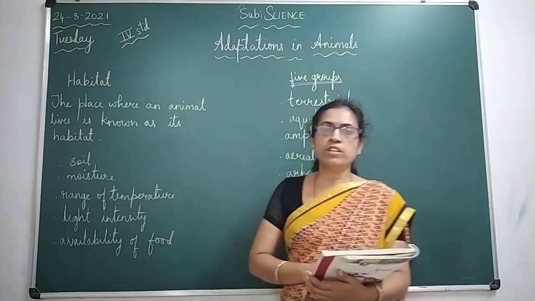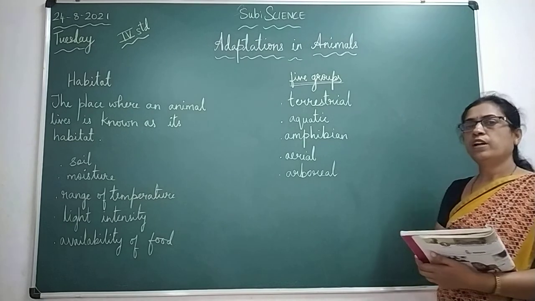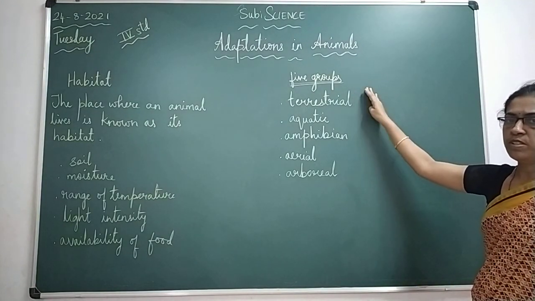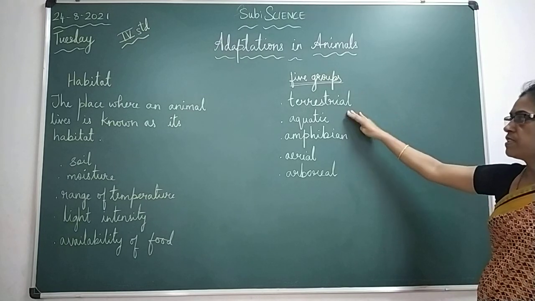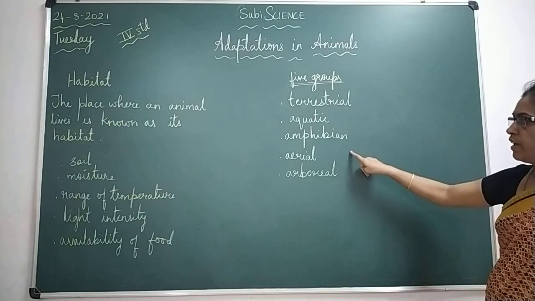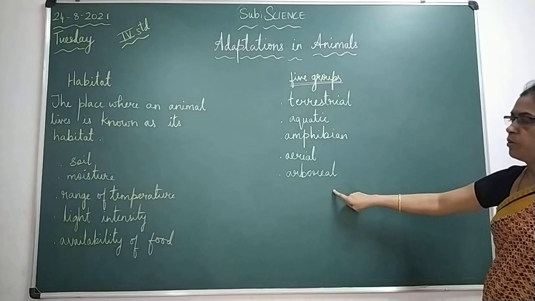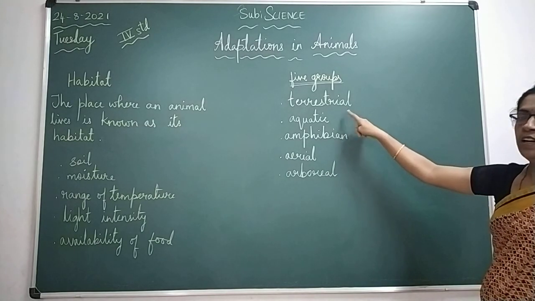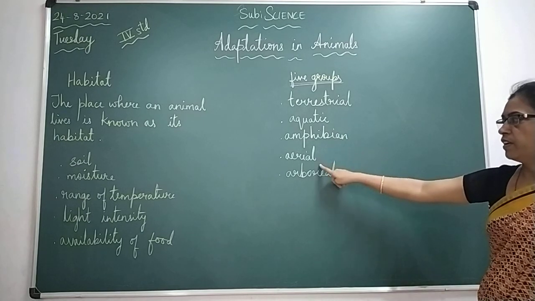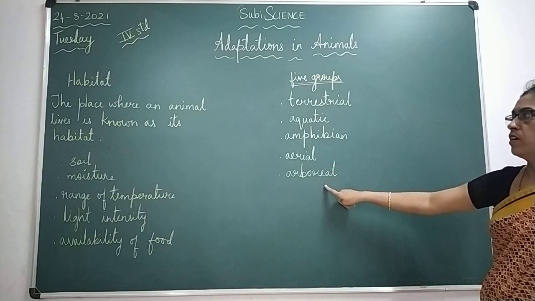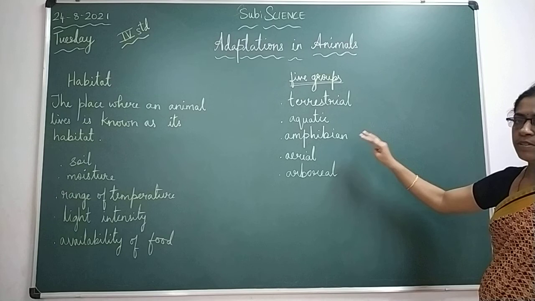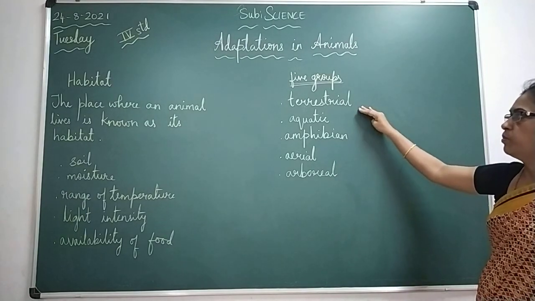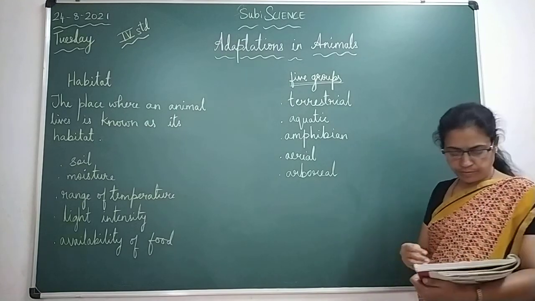So children, according to their habitat, animals are divided into 5 groups, that is terrestrial, aquatic, amphibian, aerial, arboreal. Okay, what are the 5 groups? Terrestrial, aquatic, amphibian, aerial and arboreal. So let us today learn about terrestrial animals.